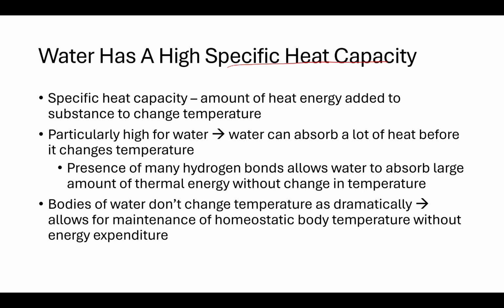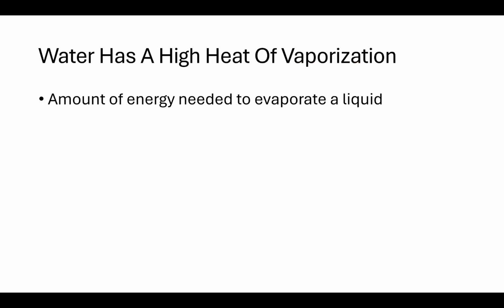And so for a few things about this, one, bodies of water like lakes, rivers, and the ocean don't change temperatures dramatically. And since we are very heavily composed of water, it also allows us to maintain our homeostasis of body temperature without having to spend as much energy to keep the temperature at the same level. So yes, as warm-blooded animals, we do use a decent amount of the energy that we take in to raise our body temperature and keep it at that constant temperature, but it would take even more energy if water didn't have this high specific heat capacity.